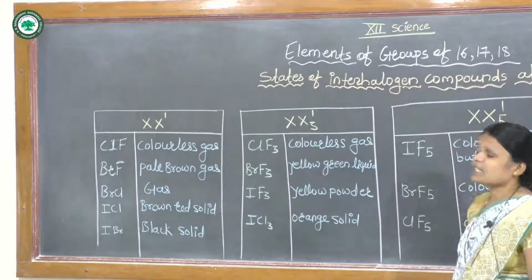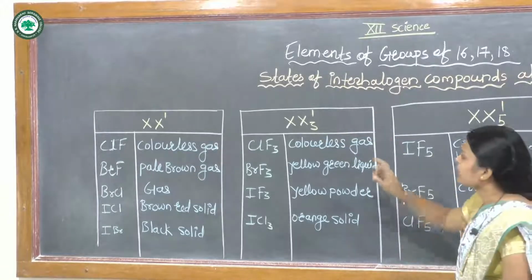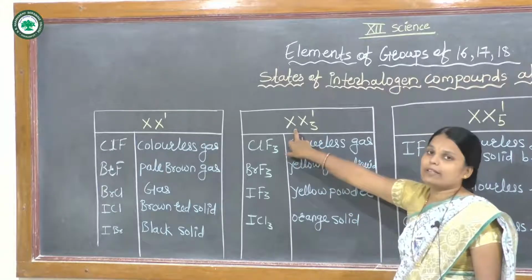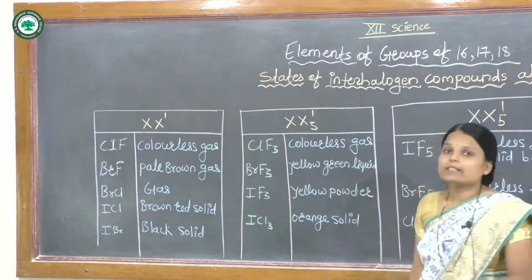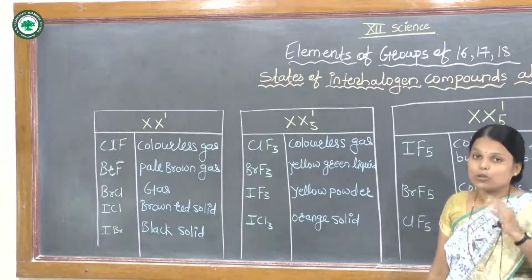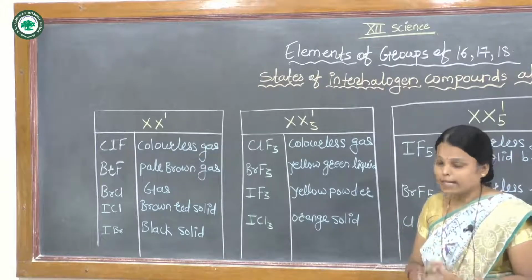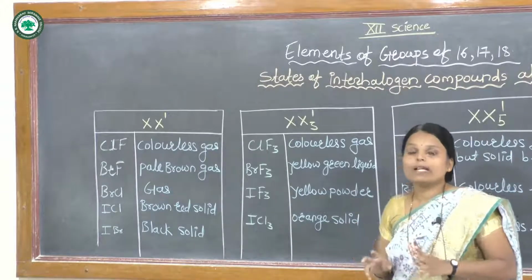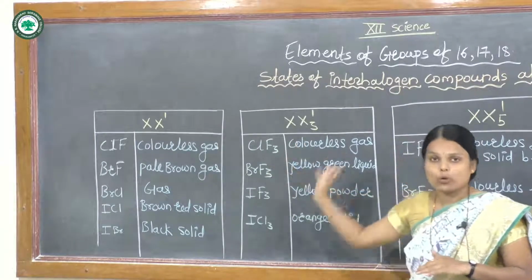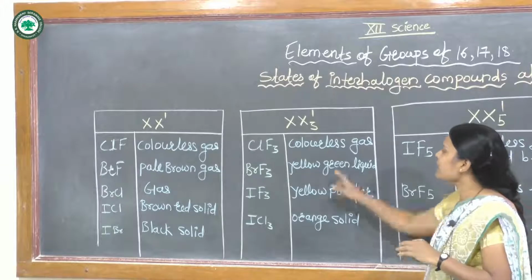Now the next classification of interhalogen compounds is XX'3, where three atoms of X' combine with one atom of X. We know that X is larger in size and more electropositive, and X' is more electronegative and smaller in size. Here one chlorine atom combines with three fluorine atoms. Its name is chlorine trifluoride, ClF3, and its state is a colorless gas.